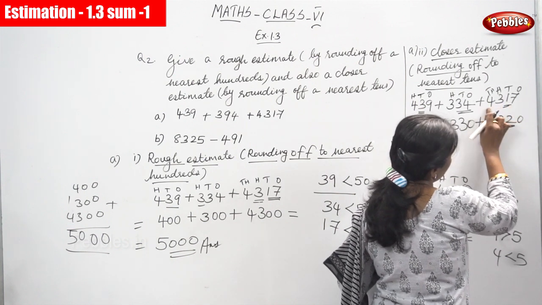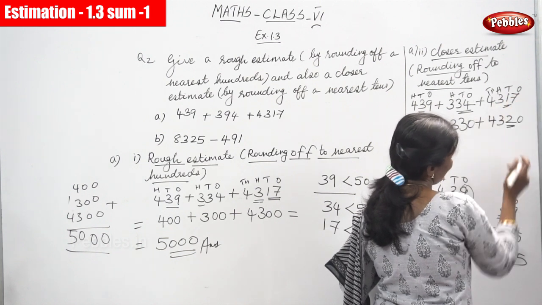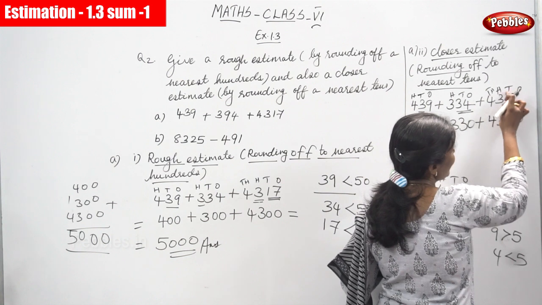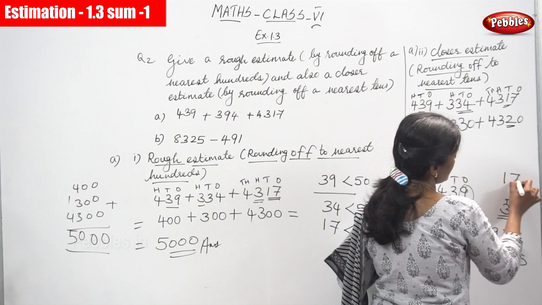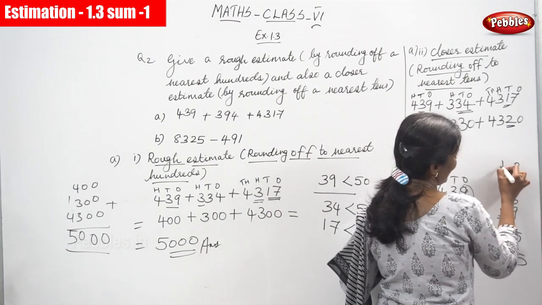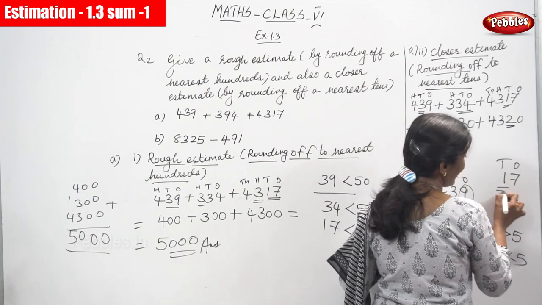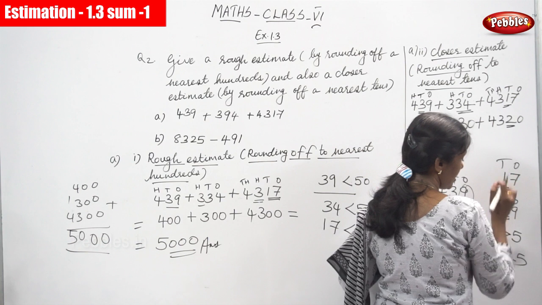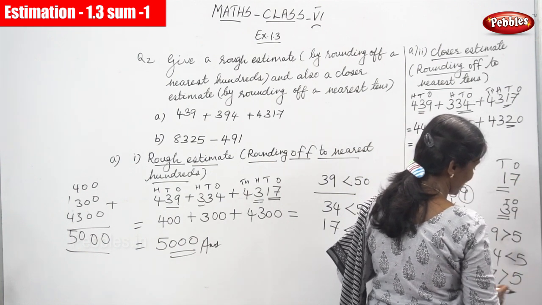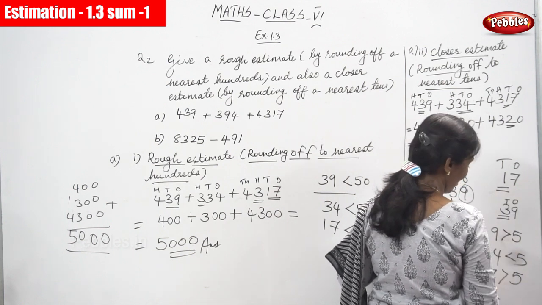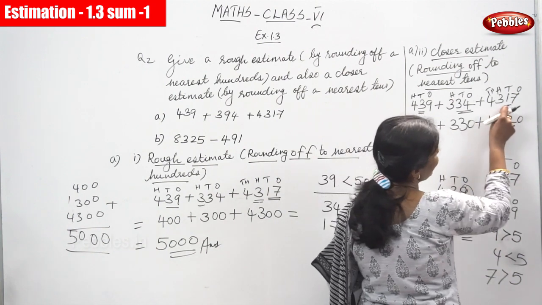4317. So 4 in the thousands place, 3 in the hundreds place, 1 in the tens place and 7 in the ones place. You have to consider not only the tens place value, you have to consider the ones place value also. So 17. Nearest to 10, these are the ones and tens. Tens place is 1, and the ones place is 7. 7 is greater than 5. So what you're going to do, you have to add 1 to the tens place value.